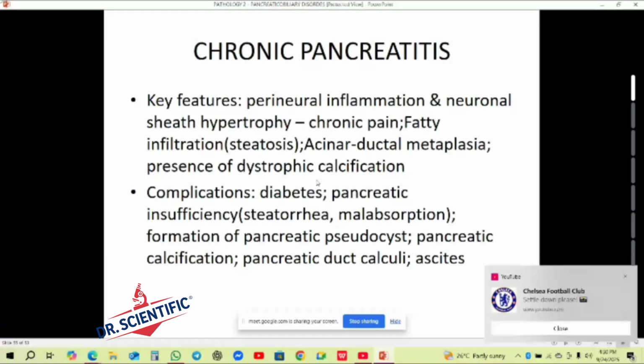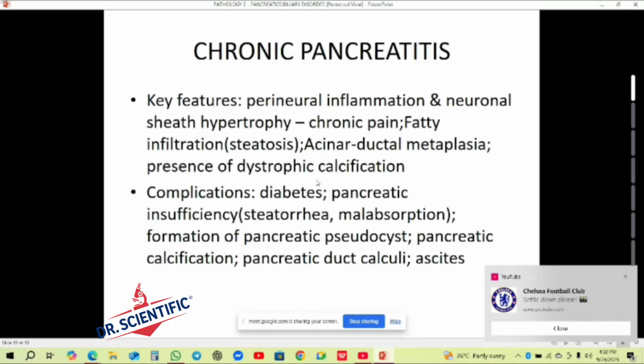You're likely also to form what we call pancreatic pseudocysts. You look at a cyst, but it's a pseudocyst, because it doesn't have a capsule or anything like that. There is pancreatic calcification and periductal calculi, so you can have stones forming in the ducts. Then ascites, you can develop ascites.